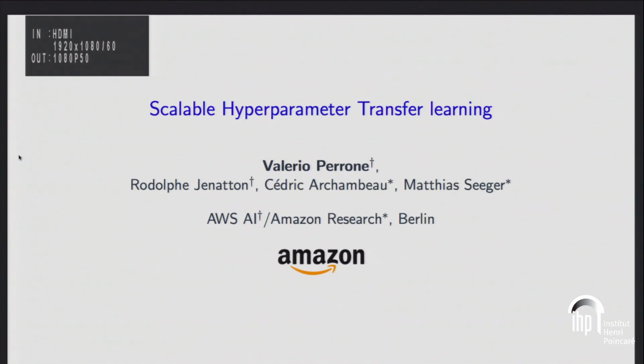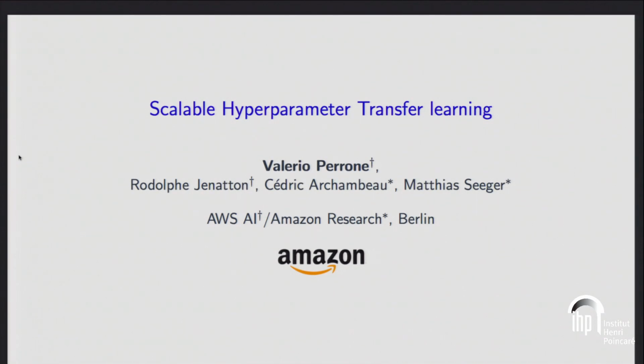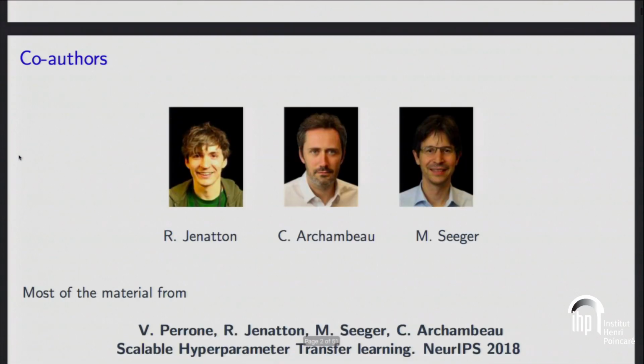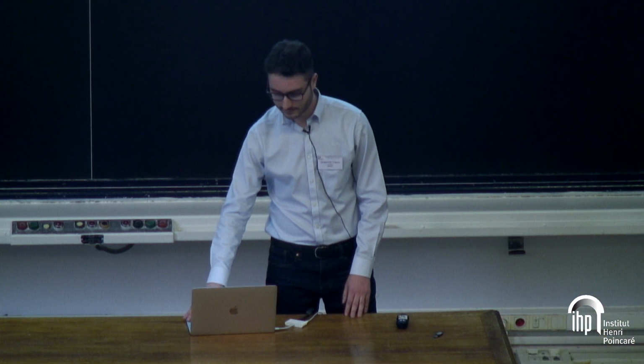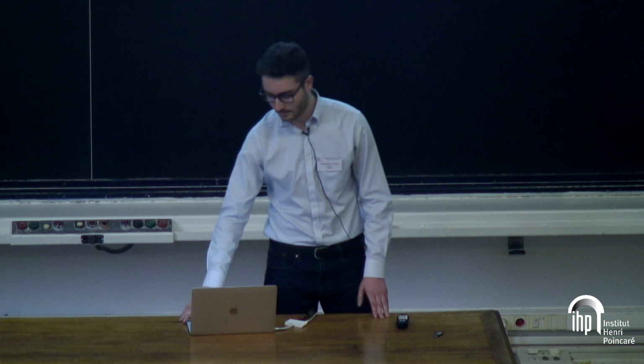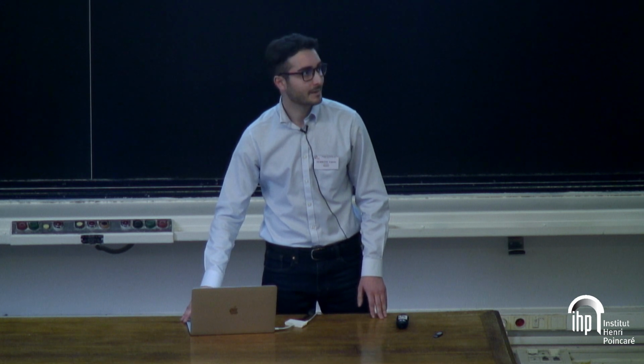Okay, this work is about transfer learning in the context of Bayesian optimization, and it's work done jointly with Jenatton, Matthias Seeger, and Archambeau from Amazon Berlin. And it's mostly based on scalable hyperparameter transfer learning, which is a paper that recently appeared at NeurIPS.